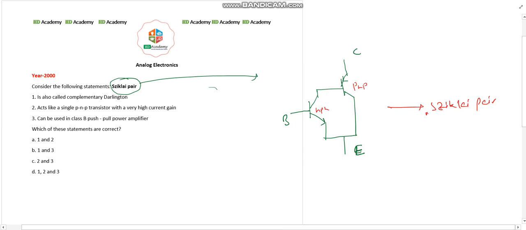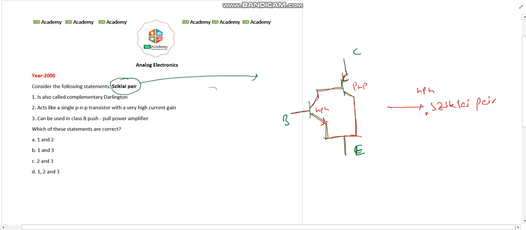So it's also called the NPN Ziegler pair. Here the collector of the NPN transistor is connected with the base of the PNP transistor, and the emitter of this PNP transistor acts like a collector. The emitter of the NPN transistor is combined with the collector of the PNP transistor and acts like an emitter, and the base of the first transistor acts like a base. So this is the Ziegler pair. It's one kind of complementary symmetry.